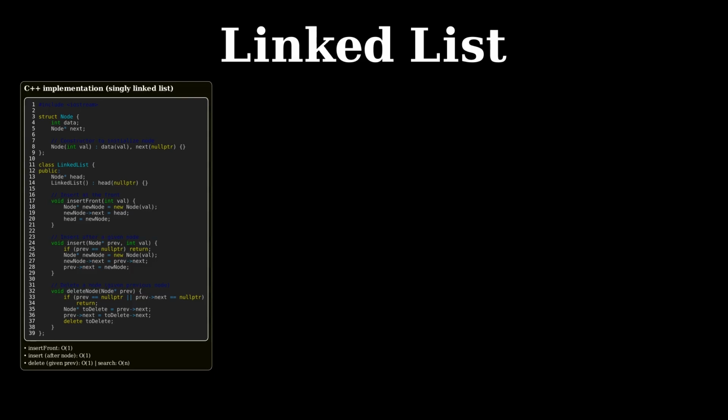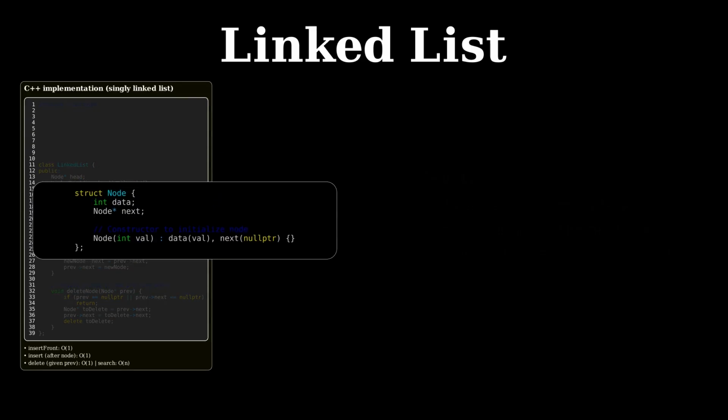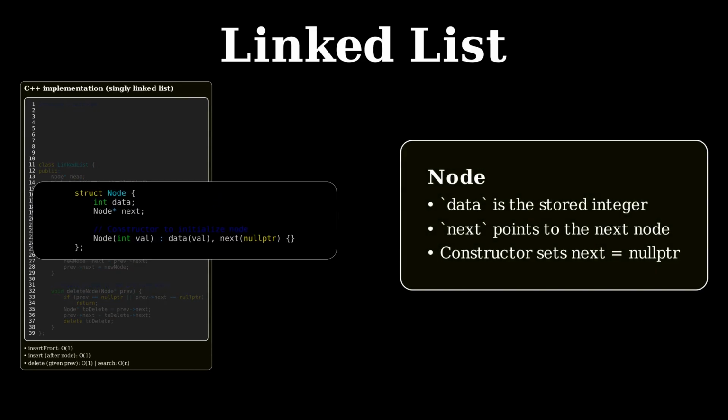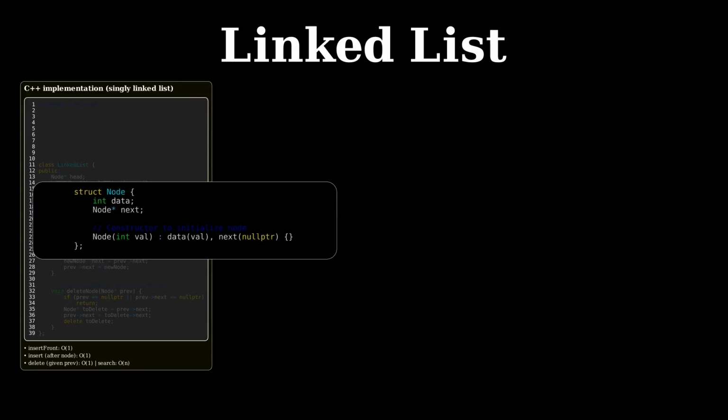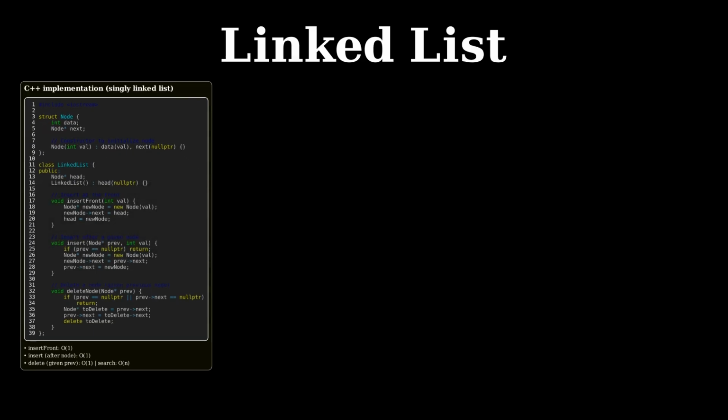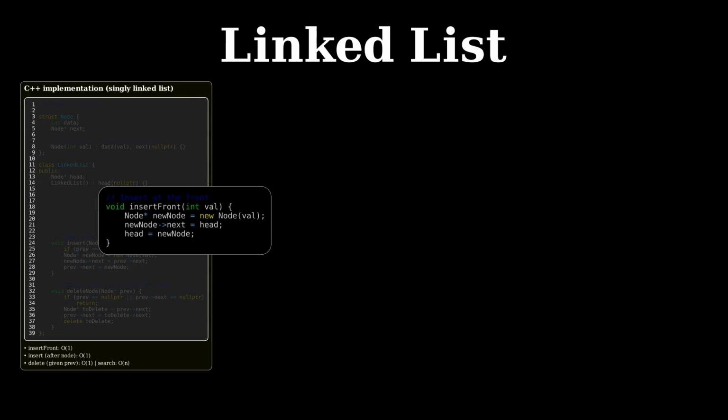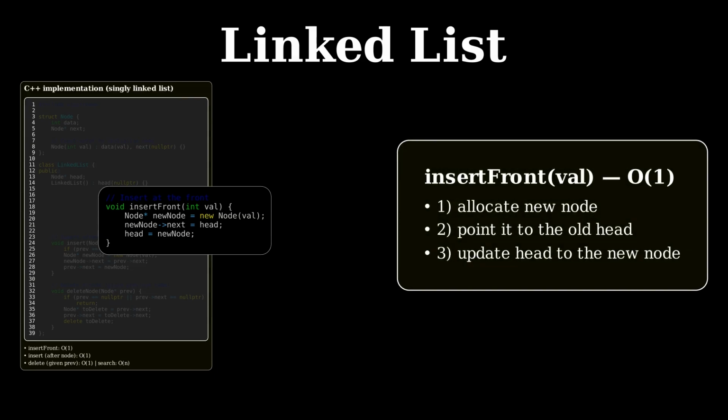In this C++ implementation, we used a singly linked list, which is one of the few types of linked list. We will start with a structure that will contain the data and a pointer. Then we will follow by making the class LinkedList. We will make an insert front function. This does new node allocation, points it to the old head, and updates the head to the new node.